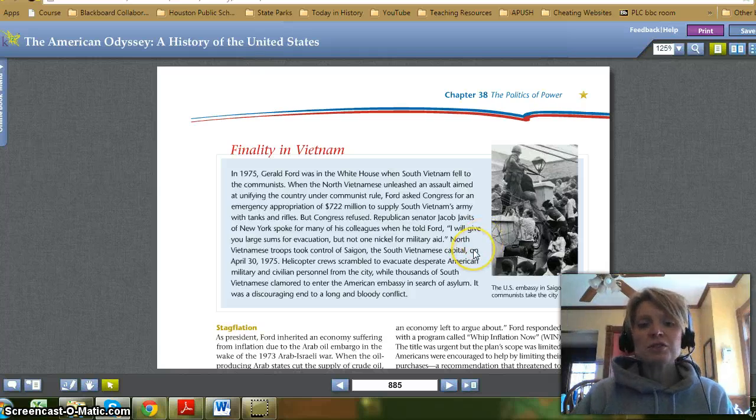North Vietnamese troops took control of Saigon, the South Vietnamese capital, on April 30, 1975. Helicopter crews scrambled to evacuate desperate American military and civilian personnel from the city, while thousands of South Vietnamese clamored to enter the American embassy in search of asylum. It was a discouraging end to a long and bloody conflict.